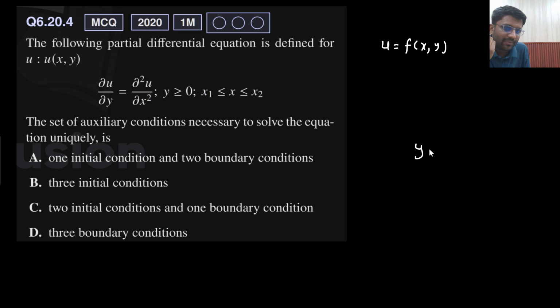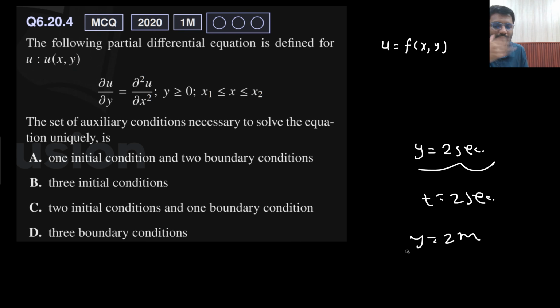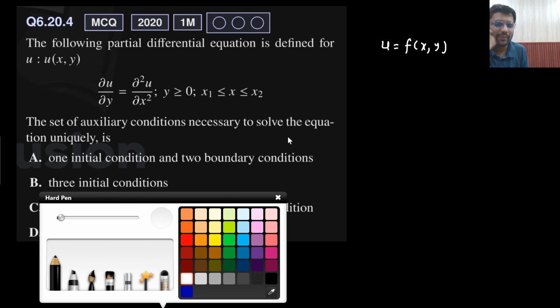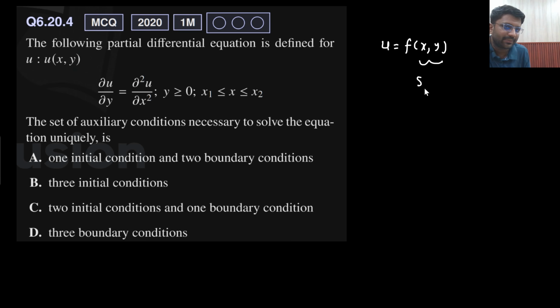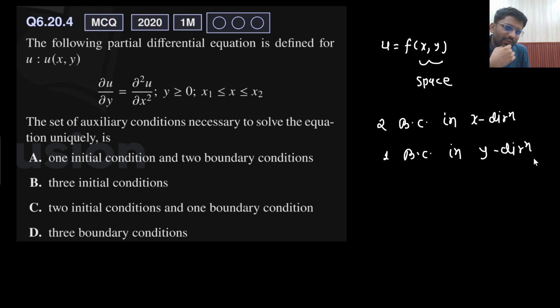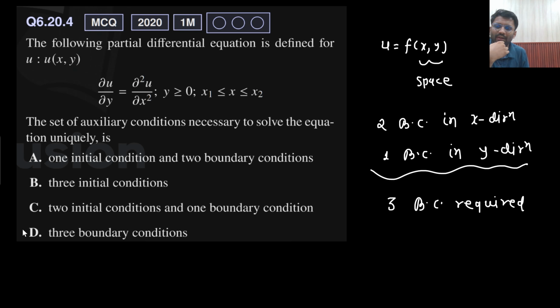Have you ever represented y equals 2 seconds? It is very rare. We put t equals 2 seconds. But y equals 2 meters we have put a lot of times. So my intuition says that if they are not mentioning, then let's take both of them as space only. If I take both of them as space, then 2 boundary conditions would be required in x direction, and 1 boundary condition would be required in y direction. So what would be your answer? My answer would come out to be a total of 3 boundary conditions required. So I would click on this option.